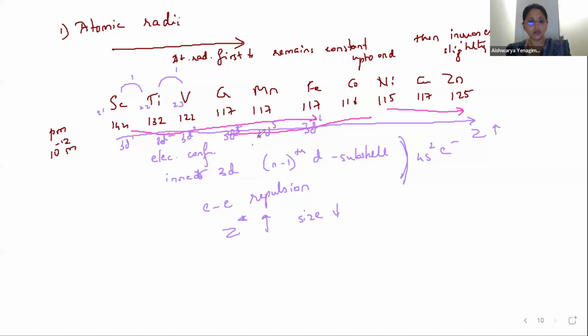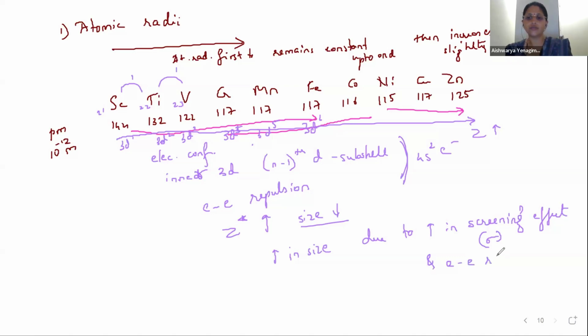But from manganese onwards, pairing of the electrons takes place. Electron repulsion increases. So there is an increase in size. The decrease in size due to increase in charge is counteracted. It is dominated by the increase in size due to increase in screening effect. I hope you know the symbol for screening effect, right? Screening effect and also electron repulsion.